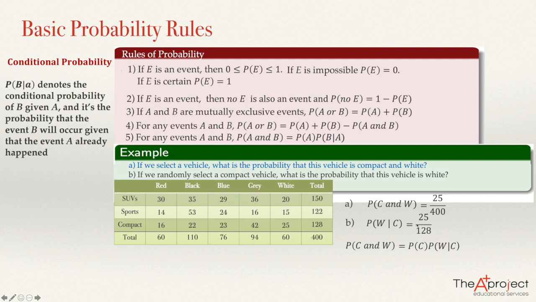This is already done: it's 25 over 128. And the probability that the vehicle is compact is 128 over 400. So we have here 128 over 400 times 25 over 128. This 128 is cancelled, and then the answer is 25 over 400. That is the same answer that we obtained without the formula.